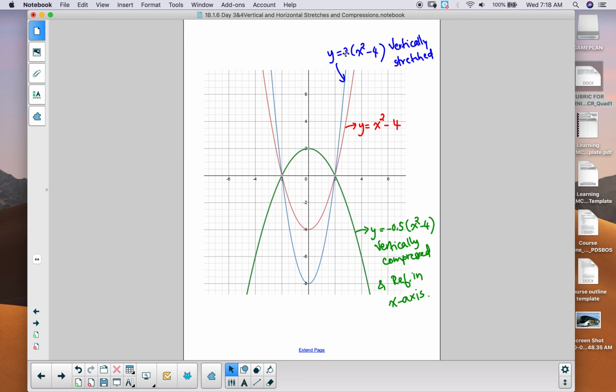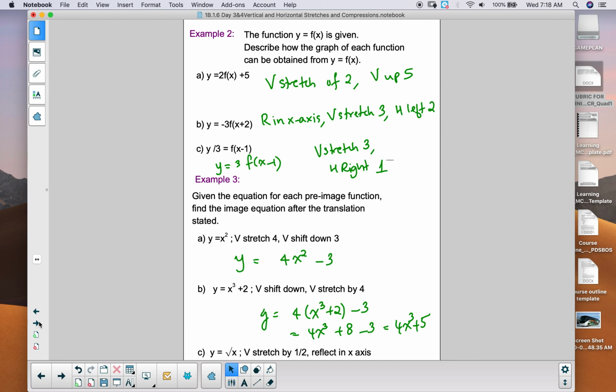And this one here, 2 times x squared minus 4, has been vertically stretched by a factor of 2. So it's become much thinner, whereas this one has become wider. So when you compress a graph vertically, it becomes wider than the beginning function, and when you stretch it, it becomes leaner and thinner. Okay, so you can see the shape of a graph changes when you do a vertical stretch or compression.